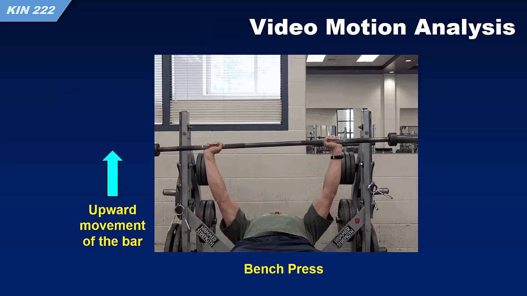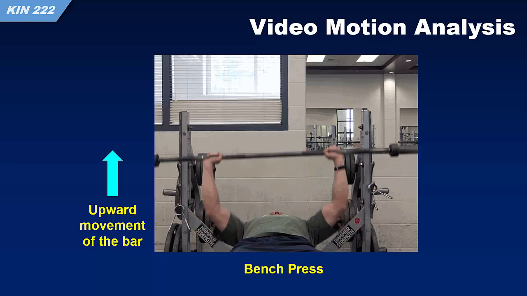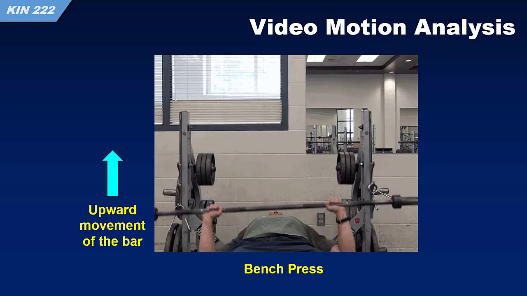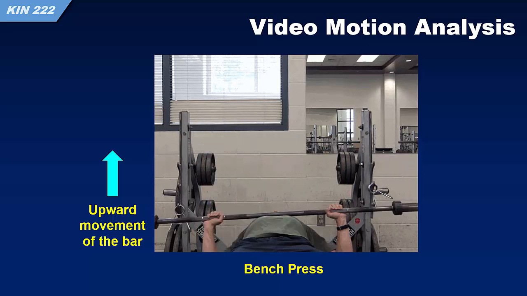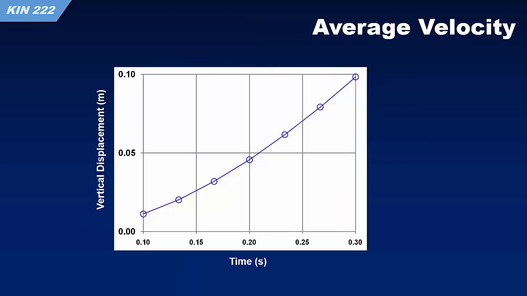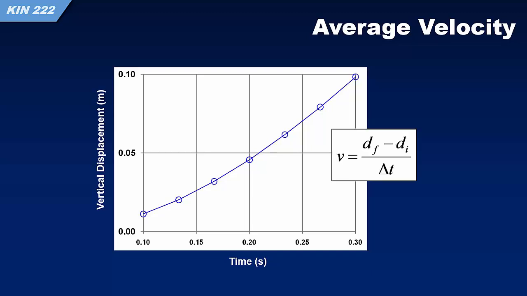So for this example of the central difference method, we're going to take a look once again at the bench press video that we looked at in the video analysis video. In this one, we were interested in the upward movement of the bar during the bench press. Let's say we've done the analysis, and this is a graph of the vertical displacement over time from that video analysis. Each one of those circles is vertical displacement data from an individual frame. Now what we'd like to do is calculate the velocity of the bar during the bench press.